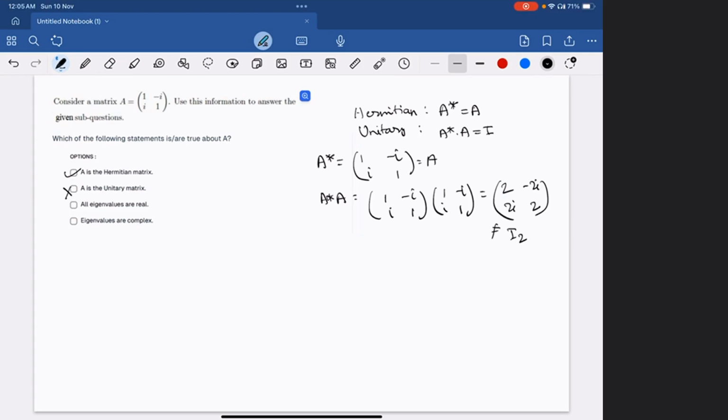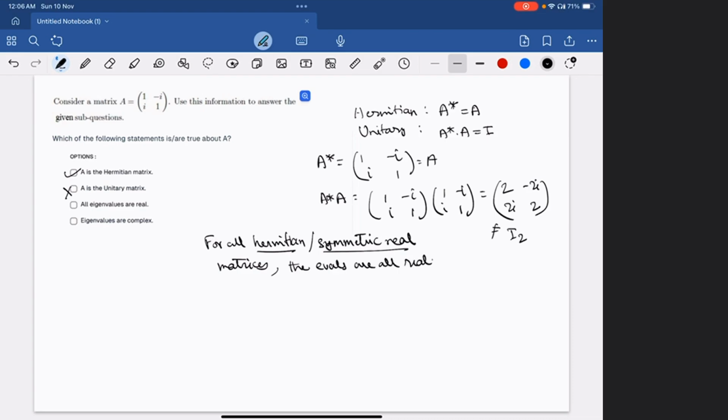Now the third option says all eigenvalues are real. This is the case for every Hermitian matrix. In fact, for all Hermitian or even for symmetric real matrices, right? So either it is Hermitian with complex entries or a symmetric real matrix, we can say that the eigenvalues are all real.